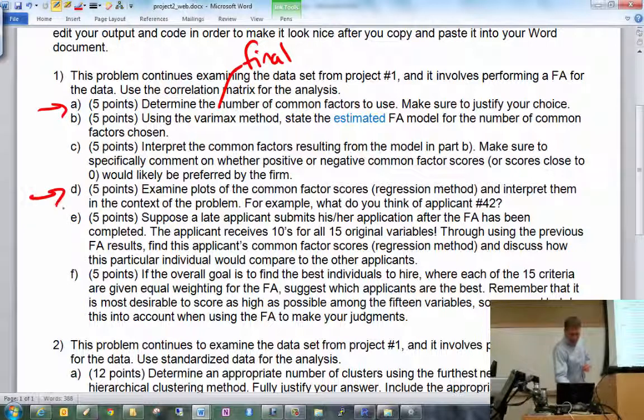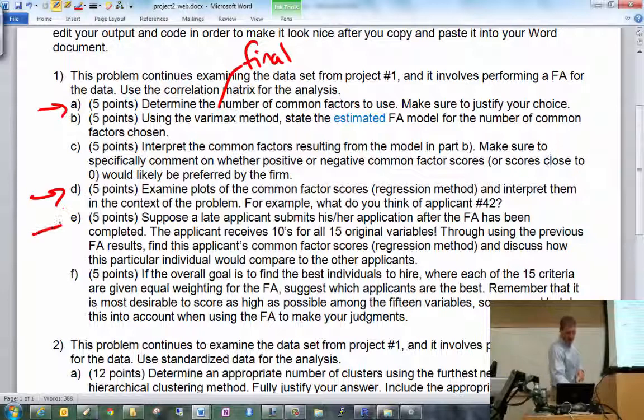In part D, examine plots of the common factor scores. Just use the regression method, just like what we did here. Interpret the plot in the context of the problem. In particular, look at job applicant number 42. Remember, this was something that we looked at in the last project as well. Now, you shouldn't only talk about number 42, but I want you to look at number 42 for sure.